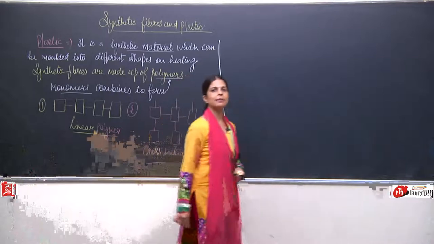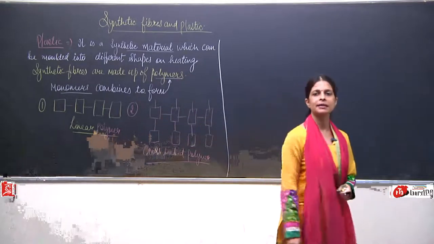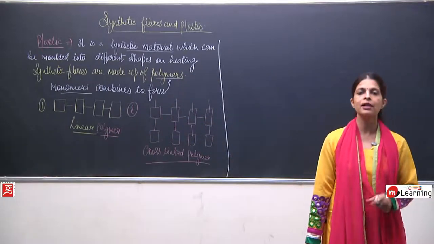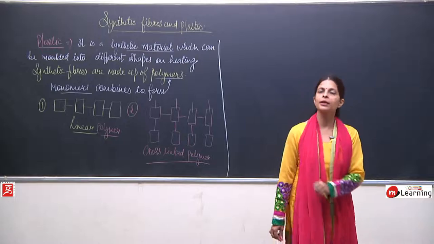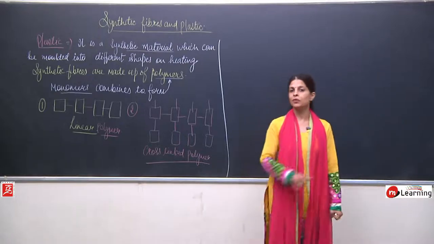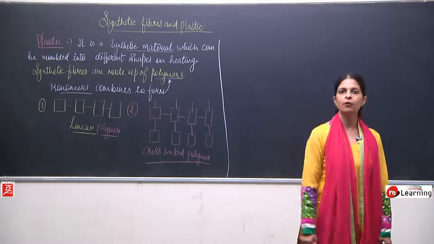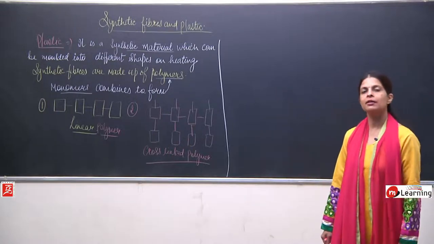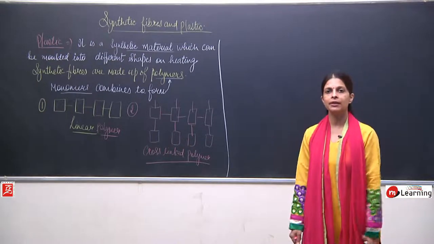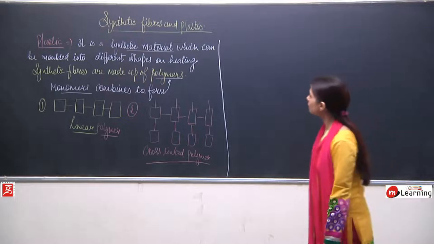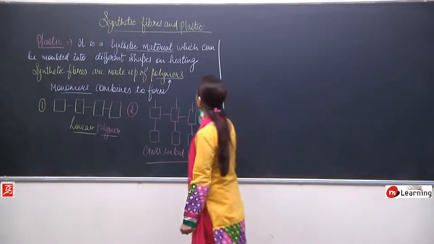Here we are discussing plastic. What is plastic? Plastic is a synthetic material which can be molded into different shapes when it is heated. And what is it made up of? Obviously, like other synthetic materials and fibers, plastic is made up of polymers.